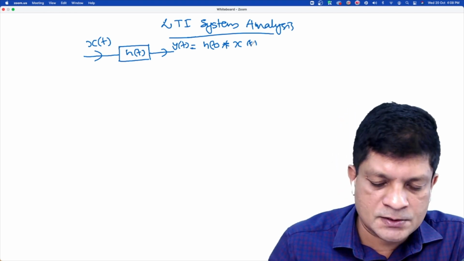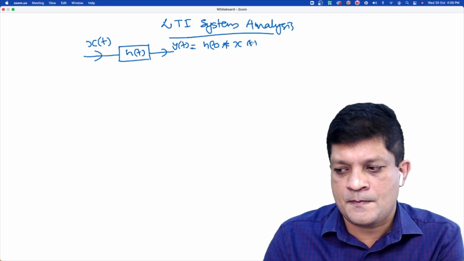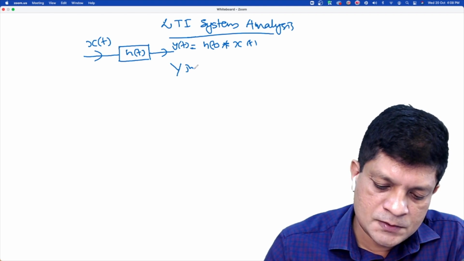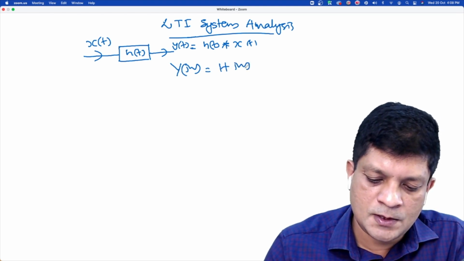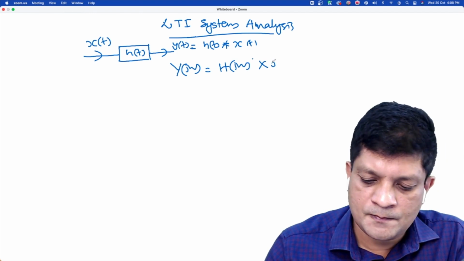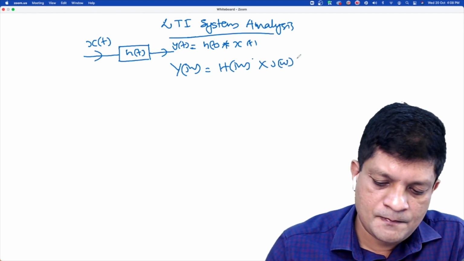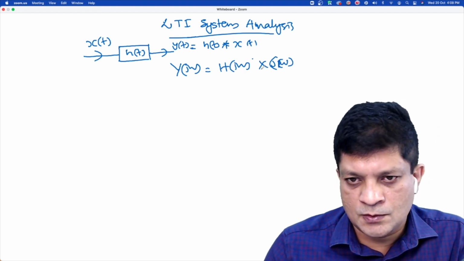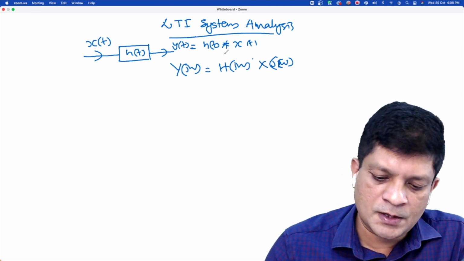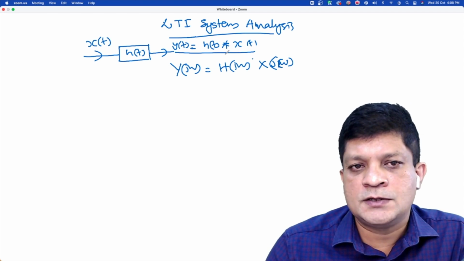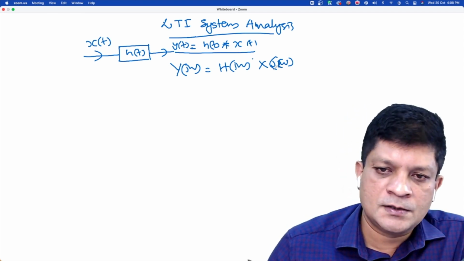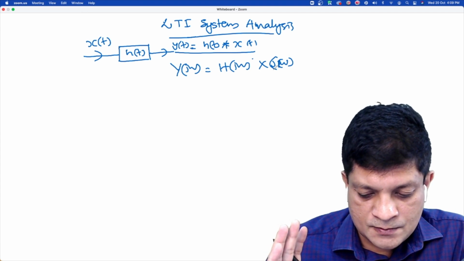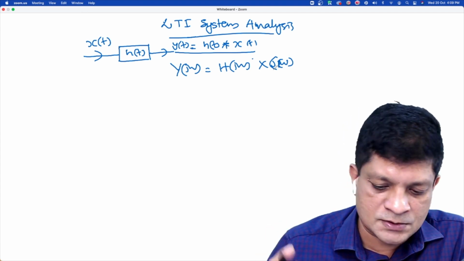What is the corresponding relation in the frequency domain? We can use the convolution property. Y of j omega is equal to H of j omega times X of j omega. Convolution in the time domain corresponds to multiplication in the Fourier domain. So if we take the Fourier transform on both sides, we'll get this expression. I think we already discussed this when we discussed LTI system analysis using Fourier series representation.